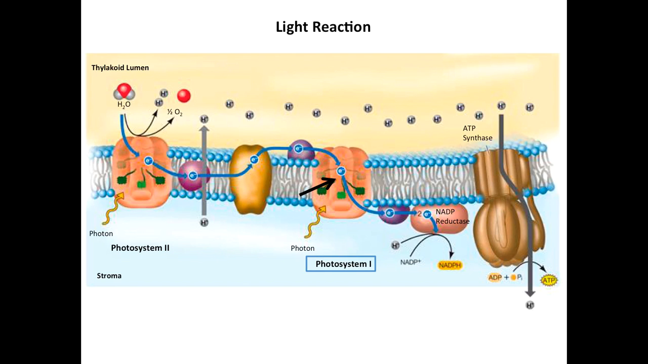The low-energy electrons are re-energized by other photons. The excited electrons are passed through an electron transport chain, where they are used to reduce the electron carrier NADP+ to NADPH. So for every excited electron, one ATP is produced from photosystem 2 and one NADPH is produced from photosystem 1. Those ATPs and NADPHs are used in the stroma to fuel the Calvin reaction.